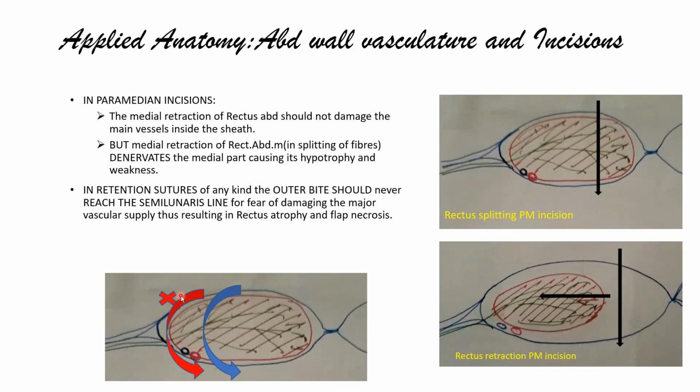If I give a retention suture very far laterally in the region of the semilunar line, this is the semilunar line, what's going to happen? See these blood vessels? Now, when I tie this suture from here and the other suture from here and tie it in the midline, what's going to happen? I'm going to constrict these vessels. And if I constrict these vessels, my whole rectus abdominis undergoes atrophy. So remember, your retention suture should never reach the semilunar line for fear of damage to these blood vessels, right?